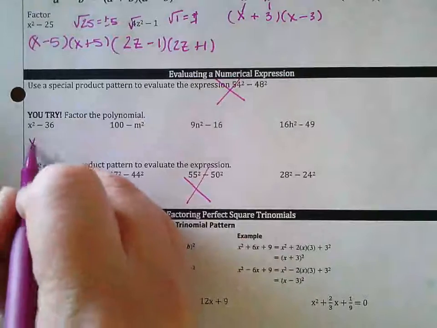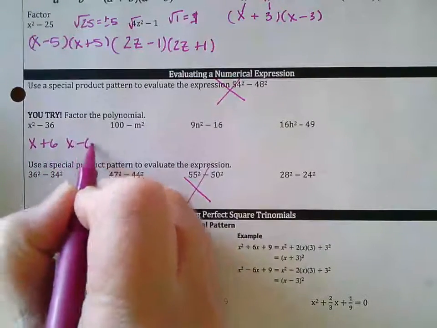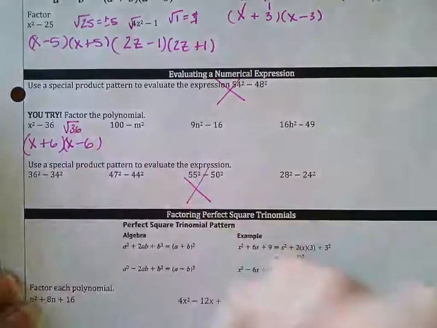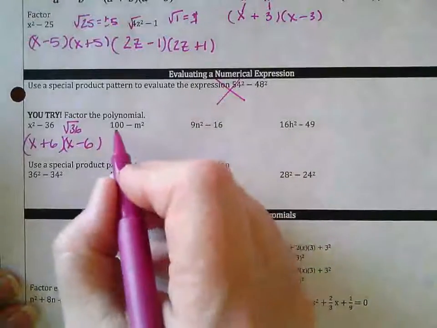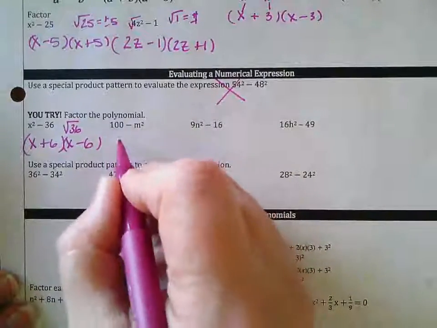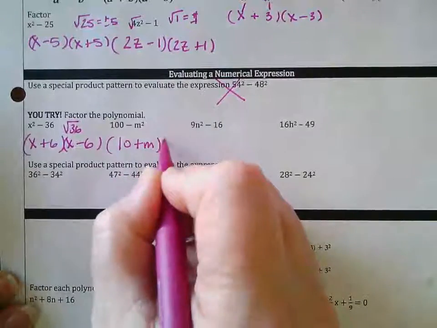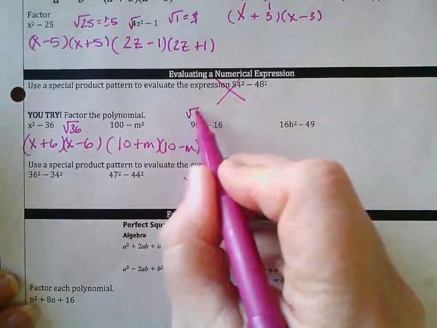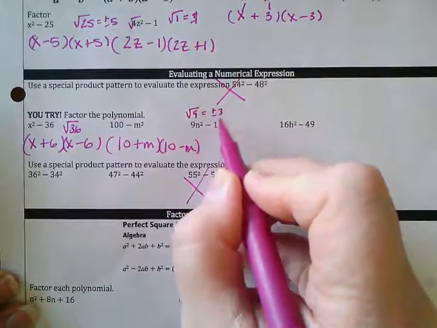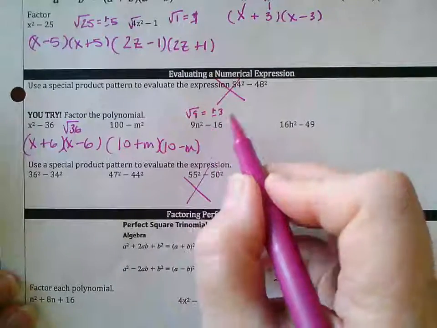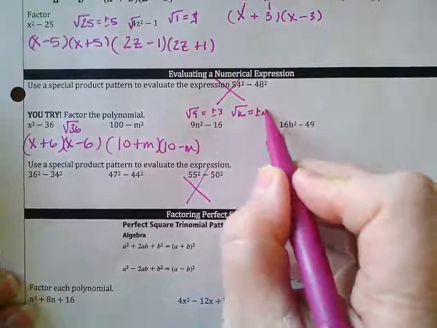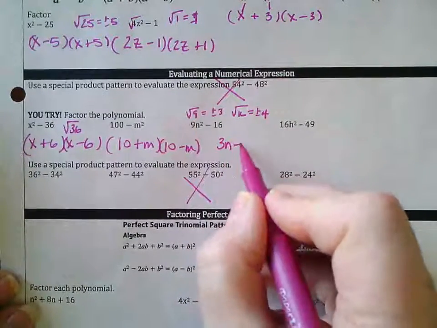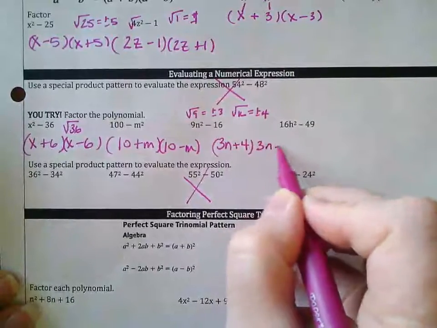So if you do this, you do x plus 6, x minus 6. I get the 6 from the square root of 36. Hopefully you tried these on your own before I got started. Notice this is backwards. That's totally okay. It's still 10 plus m and 10 minus m. Square root of 9, don't forget, is plus or minus 3. We're using the plus version here. And then 16, plus or minus 4. So we have 3n plus 4 and 3n minus 4.